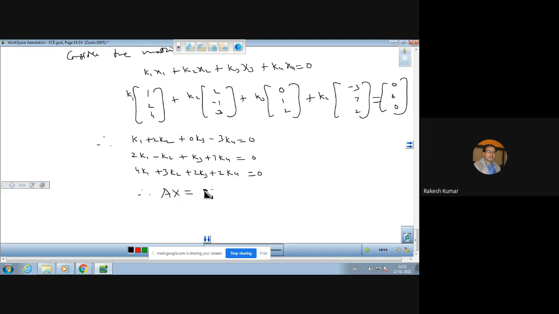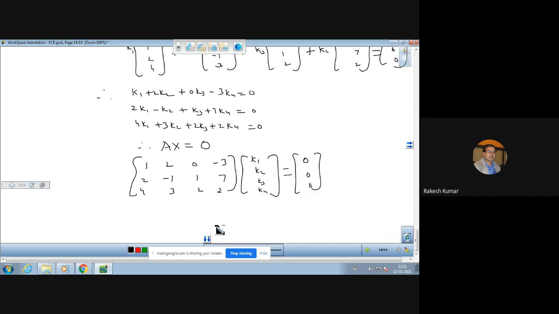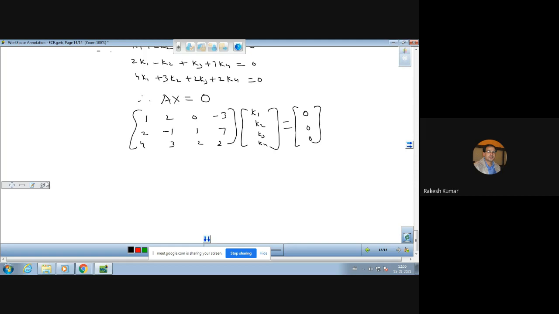So that is Ax is equal to null matrix, and the matrix A is 1, 2, 0, minus 3, 2, minus 1, 1, and this is 7. This is 7, 4, 3, 2, and this is 2. This is K1, K2, K3, K4. Remember, we have 4 scalars here. This is 0, 0, 0. Now ये है सिस्टम इक्वेशंस को मैट्रिक्स फॉर्म में लिखना.